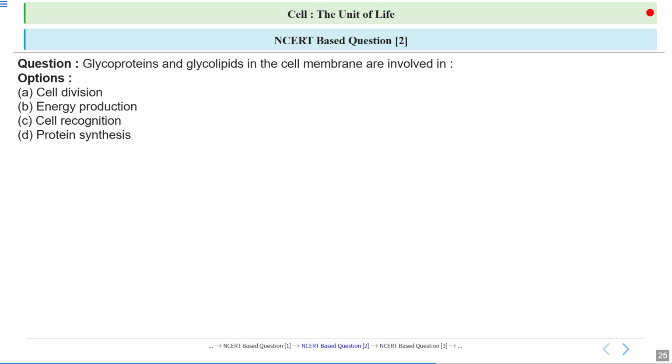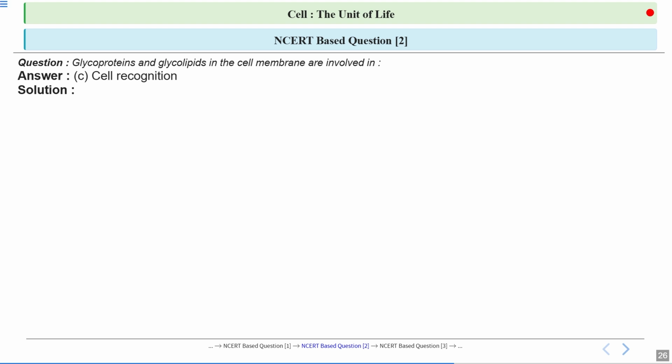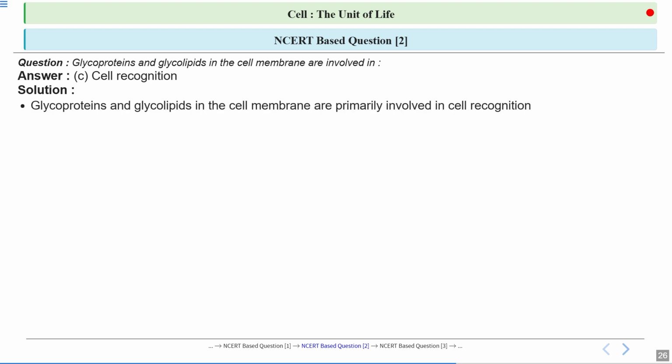Next question, glycoproteins and glycolipids in the cell membrane are involved in, what are the options? Cell division, energy production, cell recognition, protein synthesis. Let's discuss the answer. The answer is option number C, cell recognition. Let's have a look at the explanation.